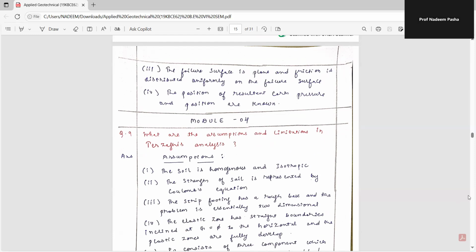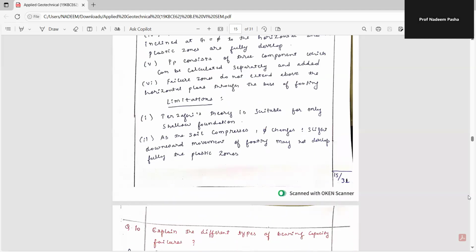The elastic zone has straight boundaries inclined at psi equal to phi to the horizontal, and the plastic zones are fully developed. Pp consists of three components which can be calculated separately and added. Failure zones do not extend above the horizontal plane through the base of the footing.